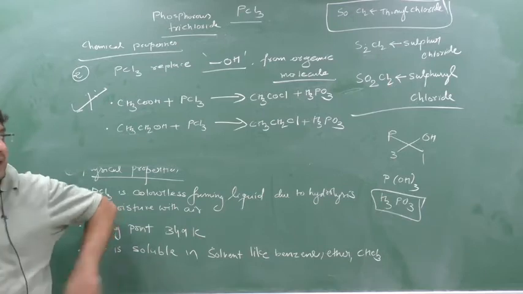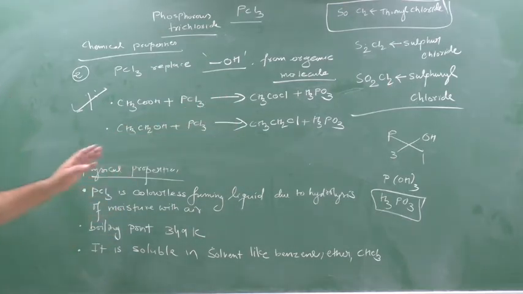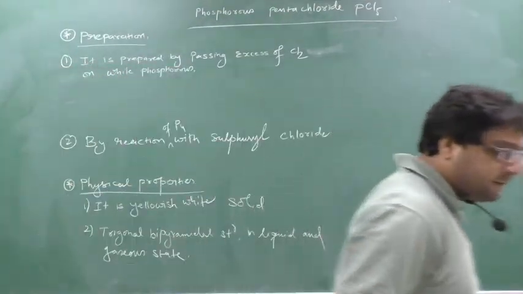Clear this part? And hybridization also I told you, sp3 hybridization. Clear? So that's it in PCl3. The next topic we will go with the PCl5. Clear? So write down this. Okay, so next topic we will see PCl5.